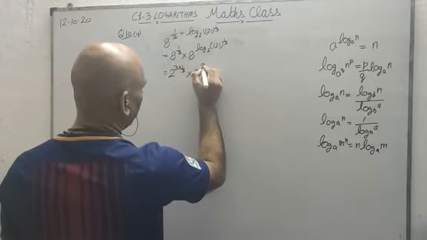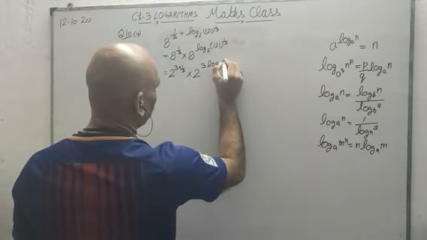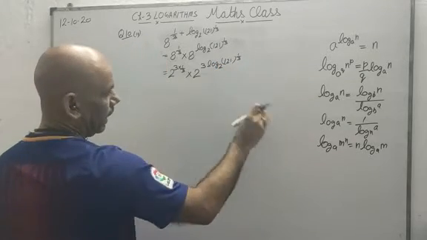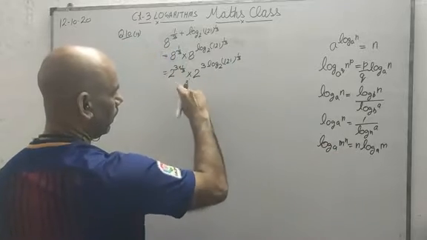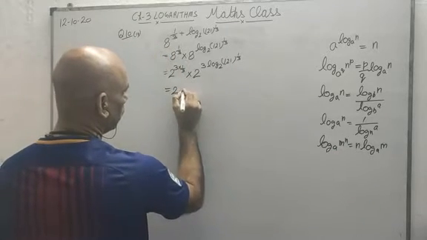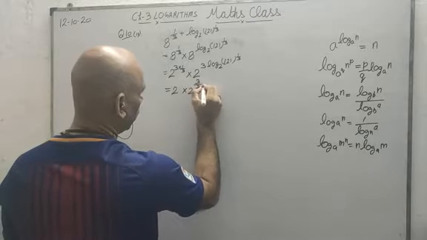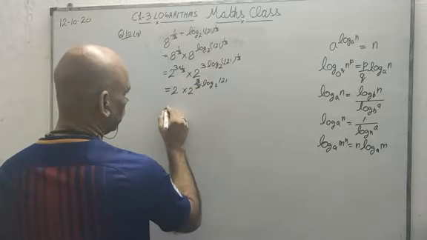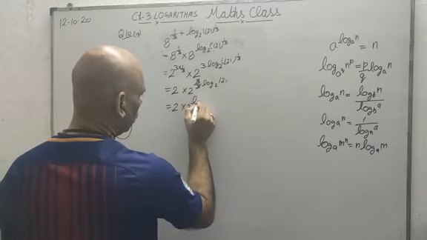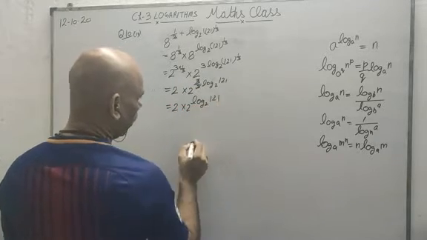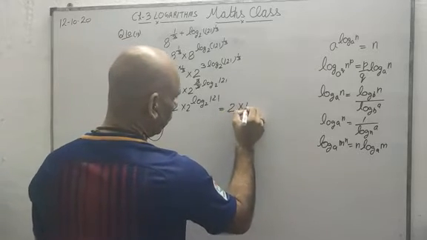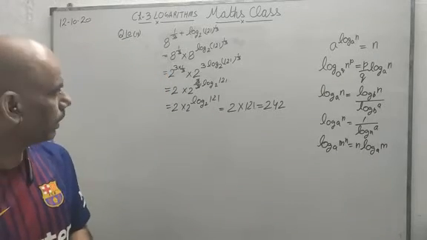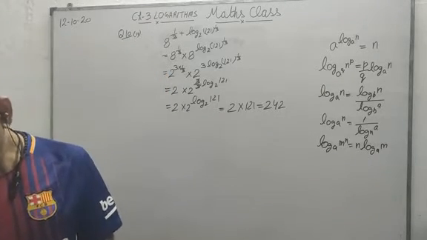And here it will be 3 log 121 to the power 1 upon 3 base 2. As we have studied by this property, that power will come here. So it is 2 into 2 to the power 3 upon 3 log 121 base 2. This 3 and 3 cancel. So 2 into 2 to the power log 121 base 2, and we get 2 into 121. So the answer is 242. This was the fourth part of question number 10.